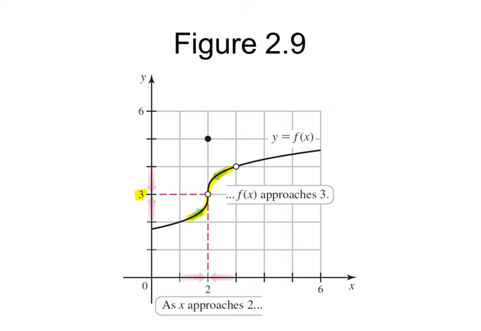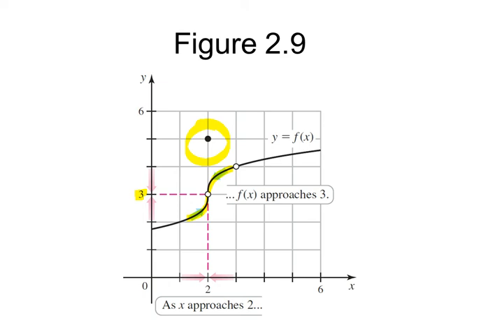But you might say, wait a minute, what's going on here? We're defined up here at 5. f of 2 equals 5. So why didn't we say that f of x approaches 5? Because it doesn't.